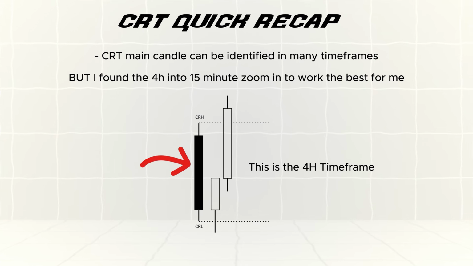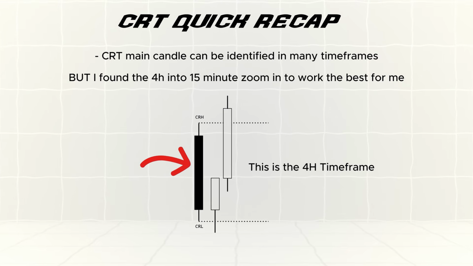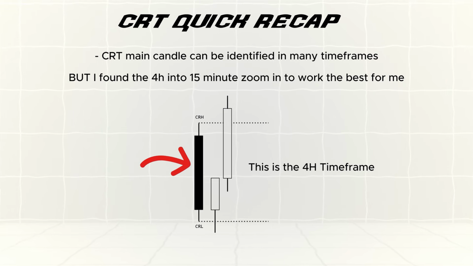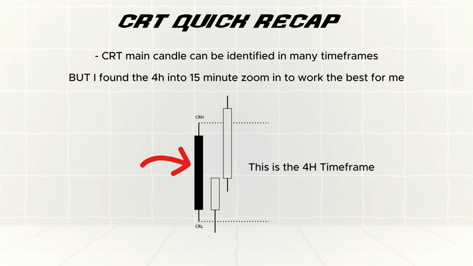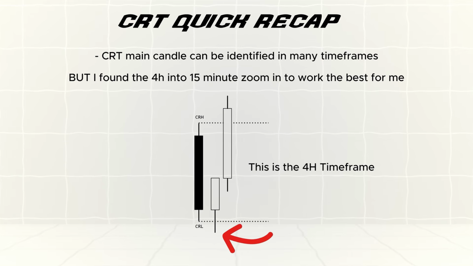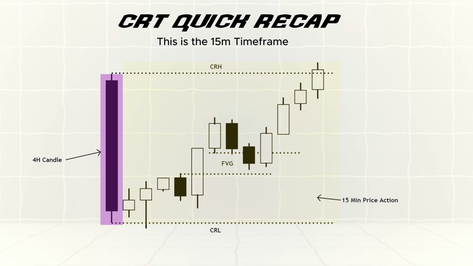From it, we mark both the candle range high and the candle range low, then wait for the candles that follow to break one side of that range first, either the high or the low. In this example, the candle range low was the first level to be broken. After that, we move down from the 4-hour time frame to the 15-minute time frame.